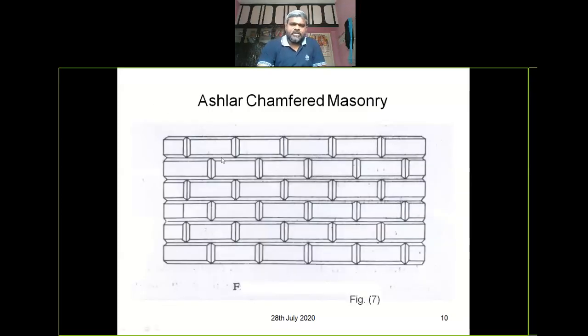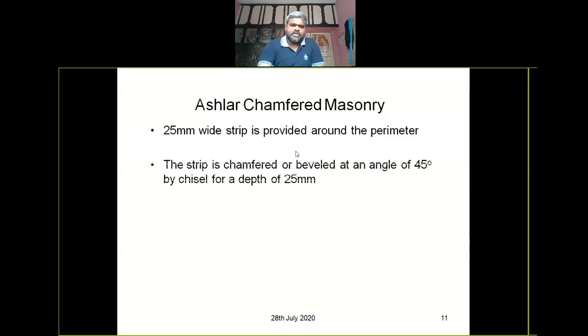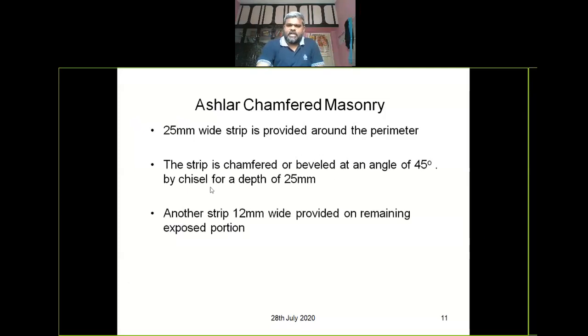Ashlar chamfered face means a 25 mm wide strip is provided around the perimeter, and the strip is chamfered or beveled at an angle of 45 degrees by chisel to a depth of 25 mm. Another strip 12 mm wide is provided on the remaining exposed portion. That remaining portion is kept as received from the quarry.